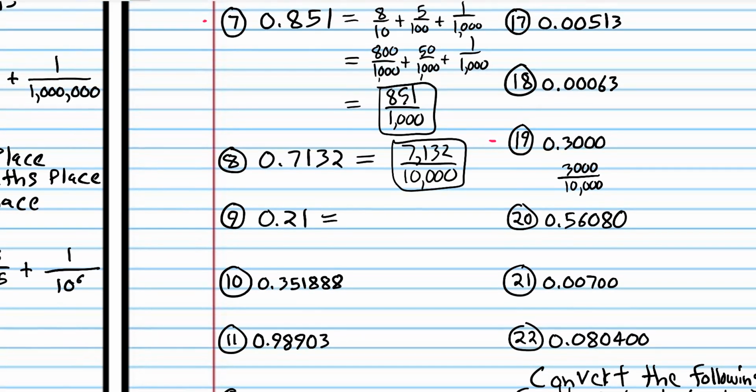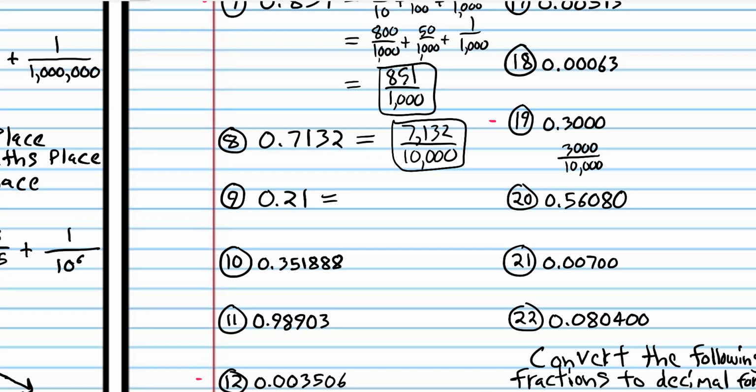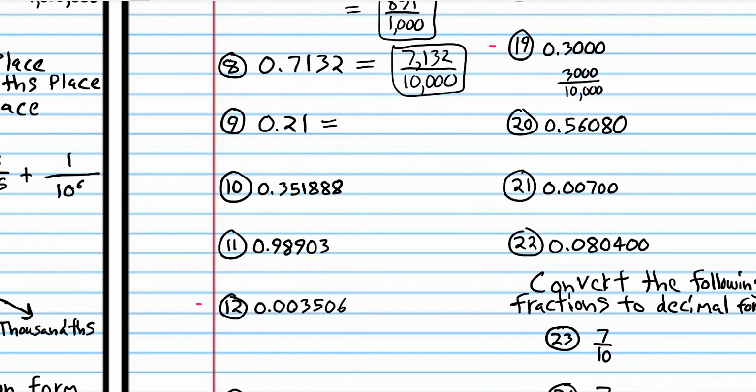All right, let's try 0.21. In fact, why don't you go ahead and attempt numbers 9 through 11, and when you come back, we'll do them together.